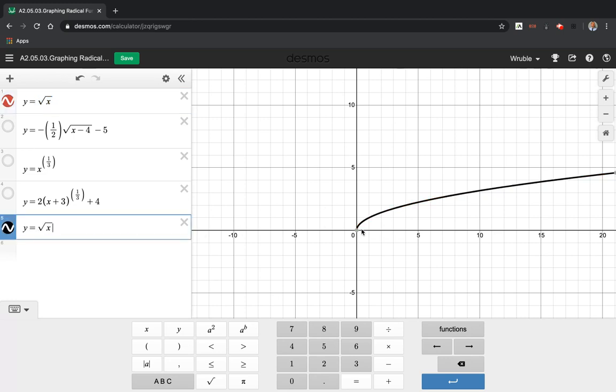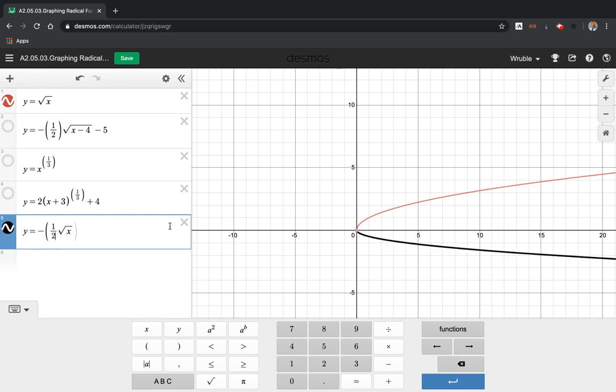So that's the new function. Now if we put a negative out front, it gets flipped over the x-axis. And then if we scale it by 1/2, we're going to see that it's going to get closer to the x-axis.